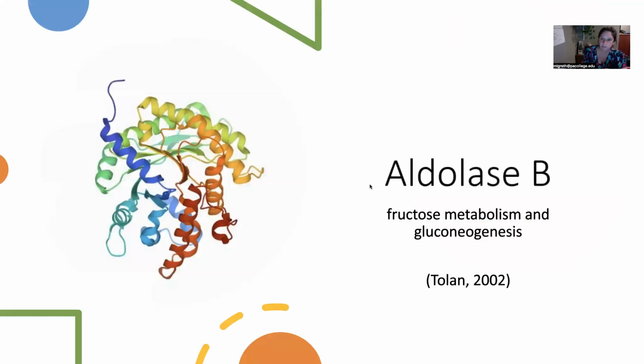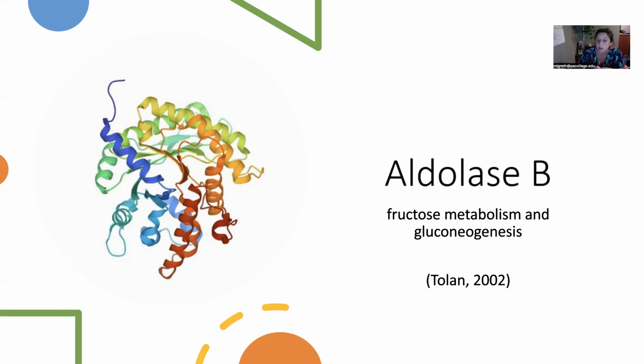Aldolase B is used for fructose metabolism and gluconeogenesis mostly. So the turnover number of the B isozyme towards fructose metabolism is 2 to 5-fold higher than the turnover numbers of aldolase A and C. And aldolase B towards the 2 trioses, G3P and DHAP, makes it kinetically well suited for its role.